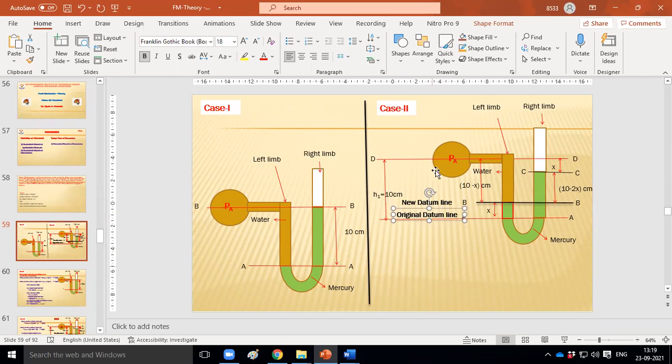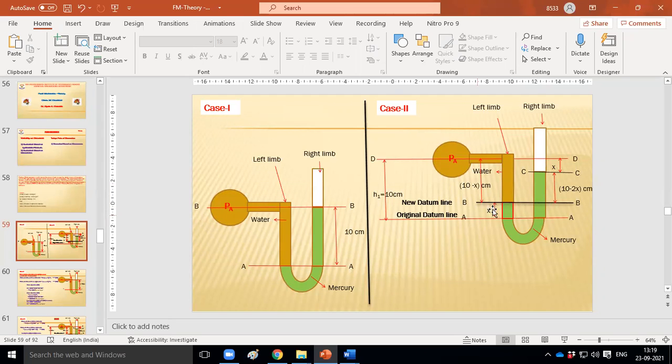In this right side part, the free surface of mercury in the right limb from the center of pipeline is how much? X. And we know the distance between the A horizontal line and the D horizontal line is H1. Yes, that is 10 centimeter.